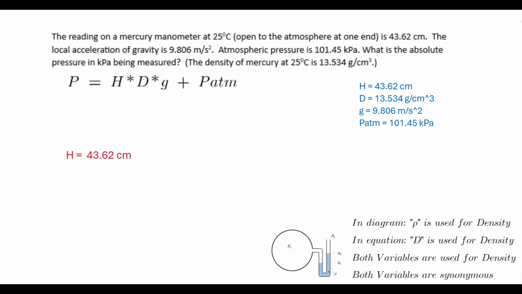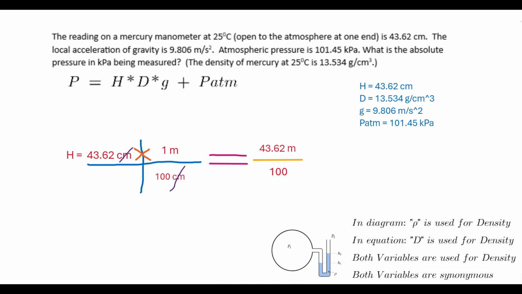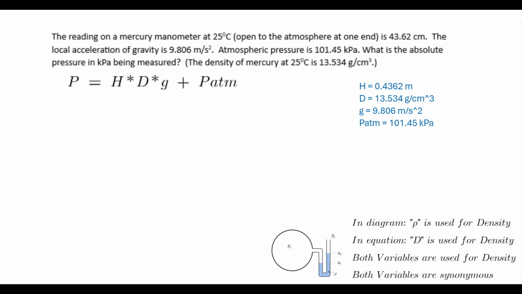Do dimensional analysis to get height in units of meters. 1 meter equals 100 centimeters. Cancel out the units of centimeters. Multiply the top values together, which equals 43.62 meters. 43.62 meters divided by 100 equals 0.4362 meters. This is the value of the height of mercury in meters.